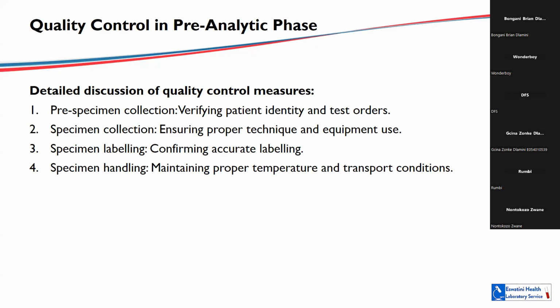Then handling: again, we should ensure that the temperature is maintained well. If it's 2 to 8, it should be at that. If the samples should be at room temperature, it has to be. For example, if we have a CD4, we don't need to refrigerate that sample. It should be transported at room temperature. So it is very key that when transporting the samples, the temperature is monitored.